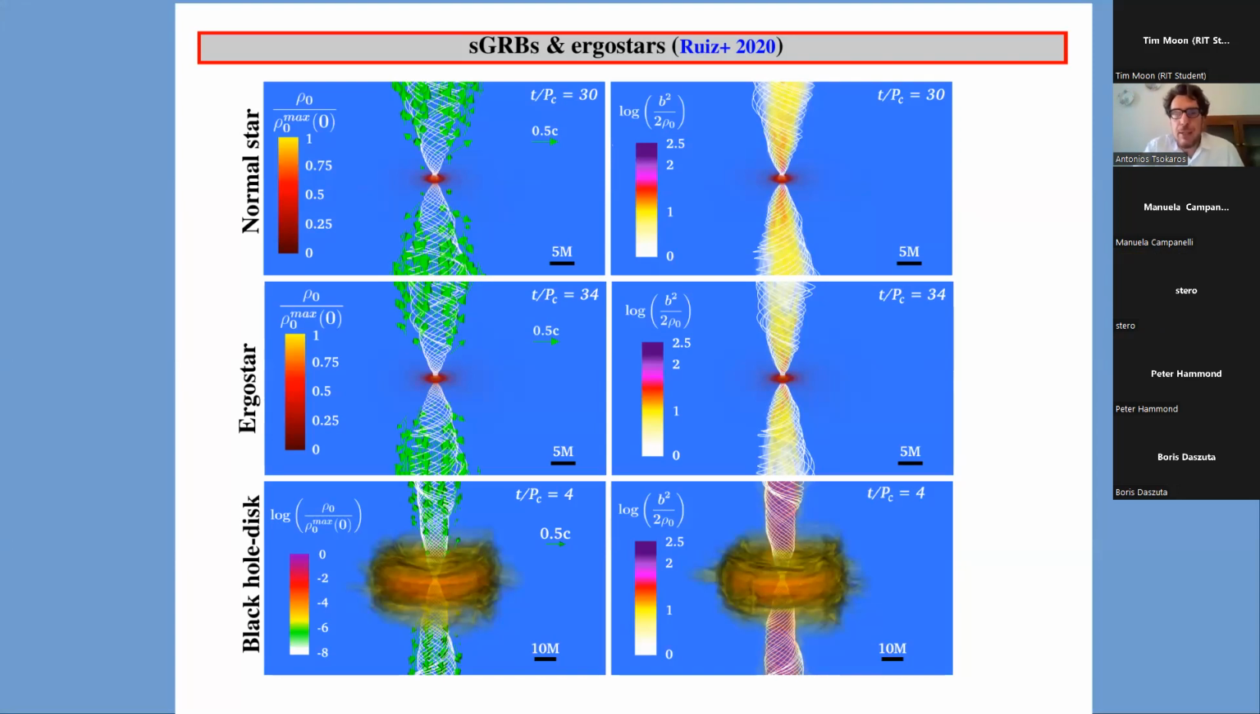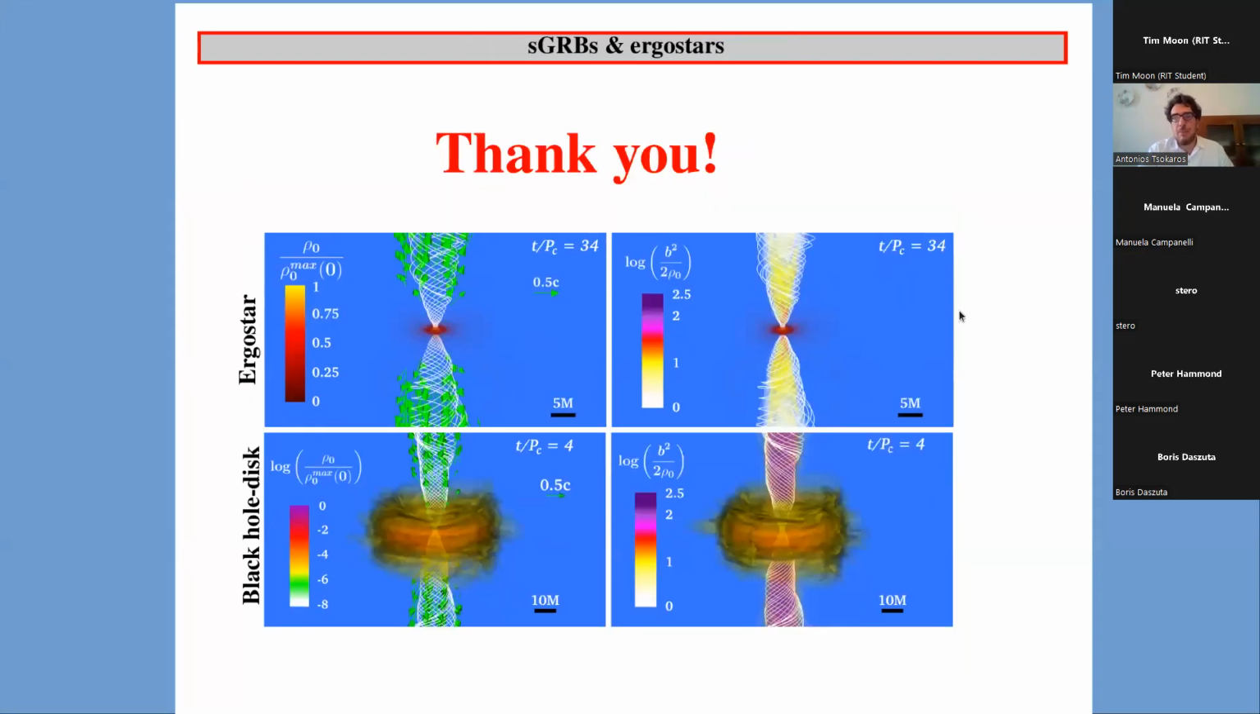As you can appreciate from the right column, the ergo star is very similar to the normal star and very different from the black hole disk, which means that from this preliminary investigation, we think that it's very unlikely that an ergo region will play a role in the creation of short gamma ray bursts, for example. That's it. Thank you very much, and I'm happy to answer any questions.